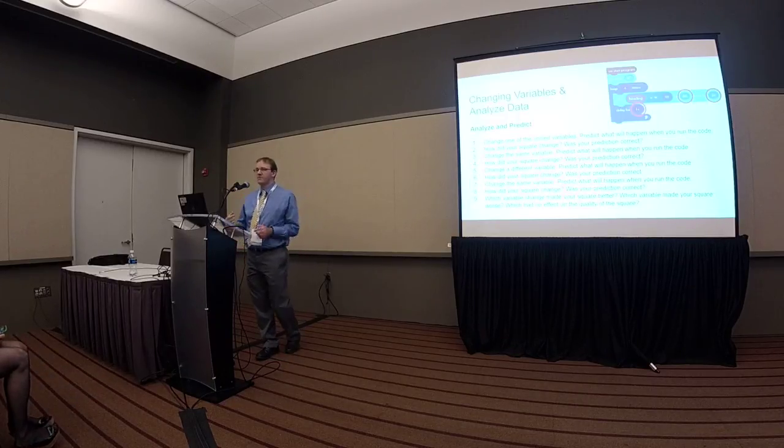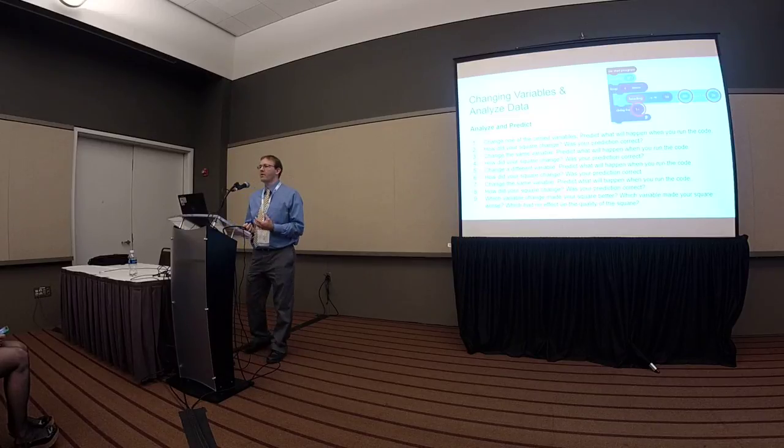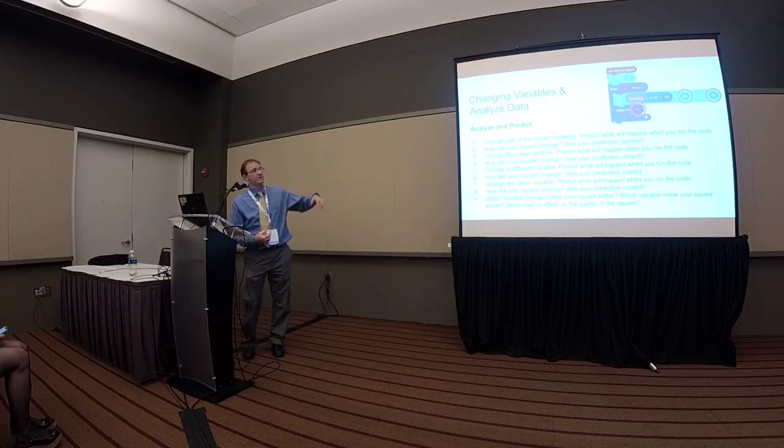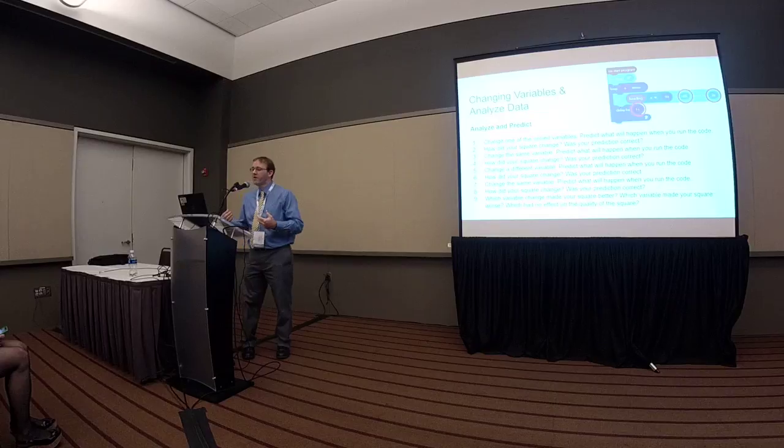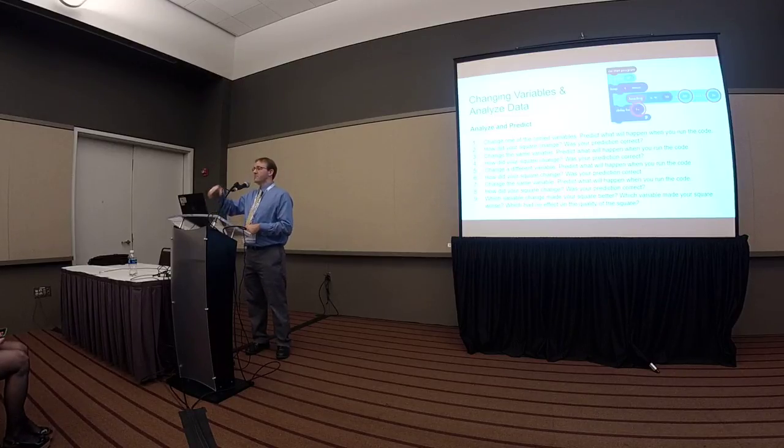Now, sometimes whenever they make the square, it doesn't make a perfect square. And I'll show you some pictures in a couple minutes. And then I say, okay, if it's not making a perfect square, what are some things that you need to do to change? And so they have all of these different questions they're going to answer. Change one of the variables. So here we're talking about the scientific method. Change one of the variables, predict what will happen when you run the code, and then tell me, how did your square change? And they're looking at that and analyzing the data again. And so they'll go through each one of these.